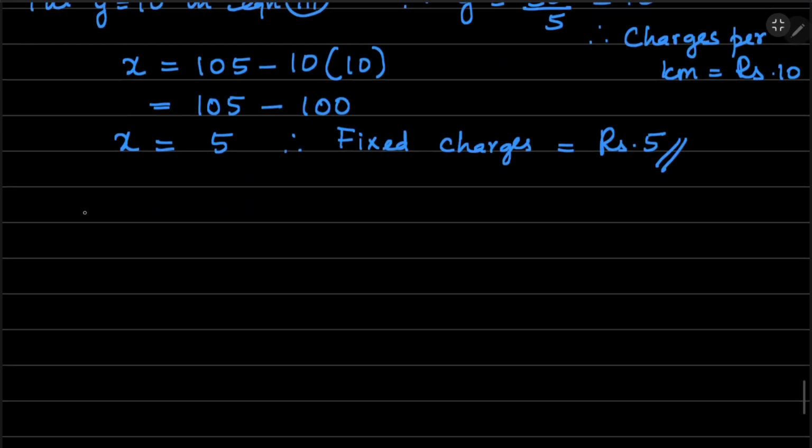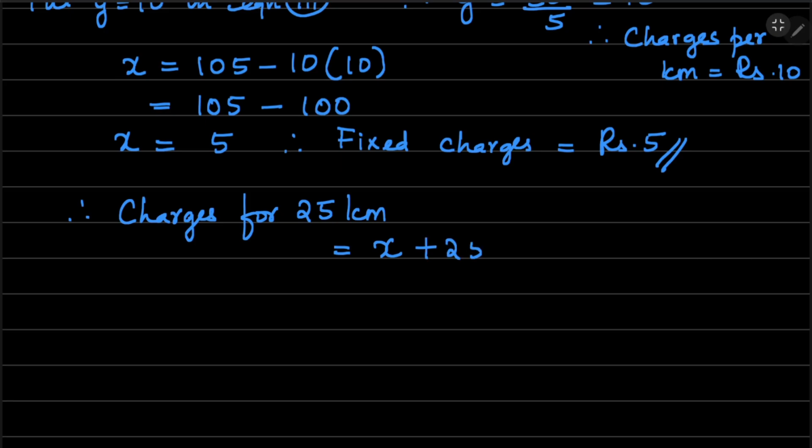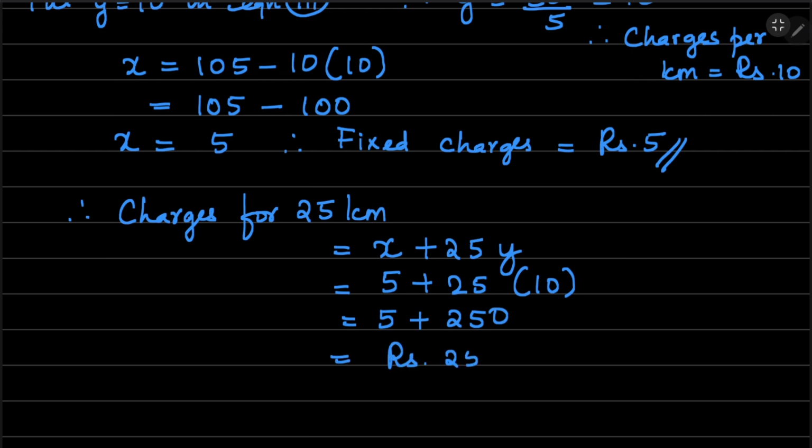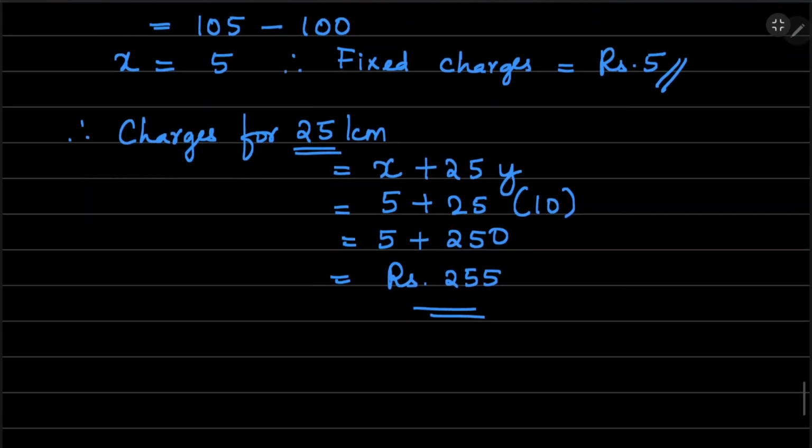Very easy. So, therefore, you can write down the charges for 25 kilometers will be X, the fixed charge, plus 25 times Y. Right, 25 kilometers, per kilometer Y. So just substitute. What is your X? X is 5 plus 25 multiplied by Y. What is your Y? Y is 10. So 5 plus 250, that is 255 rupees. 255 will be the charges for a 25 kilometer distance. Okay, this is your final answer.